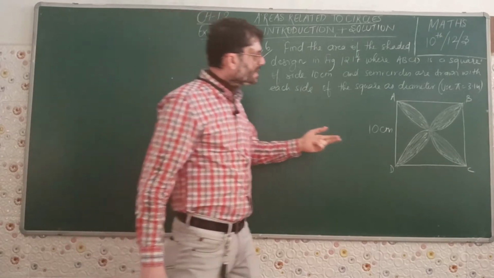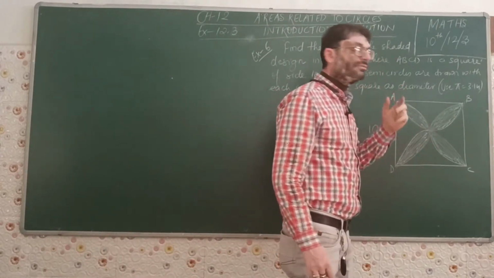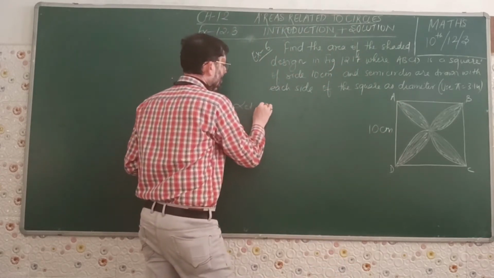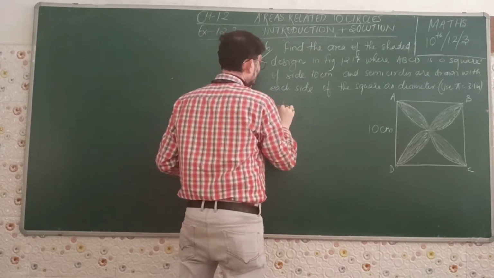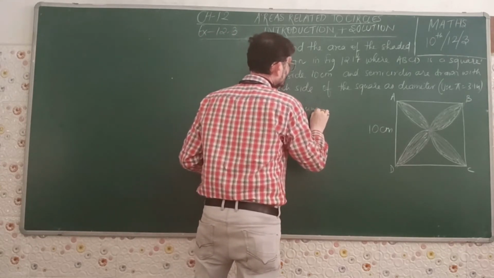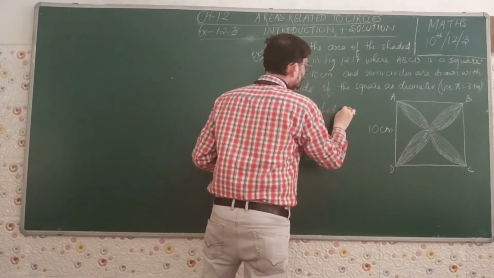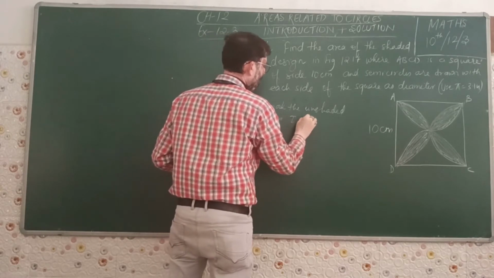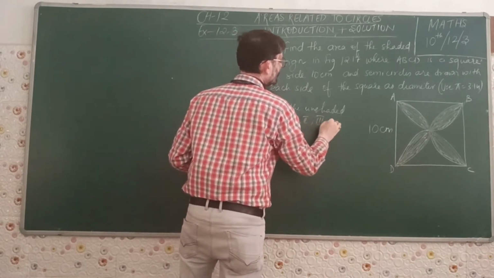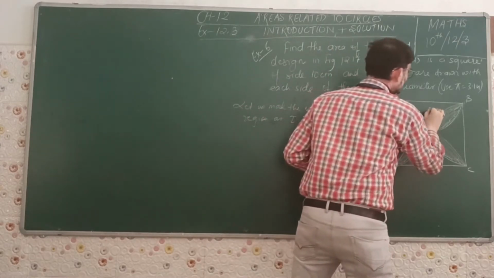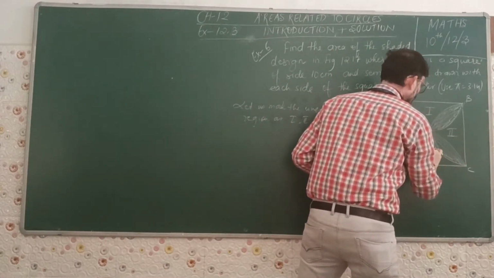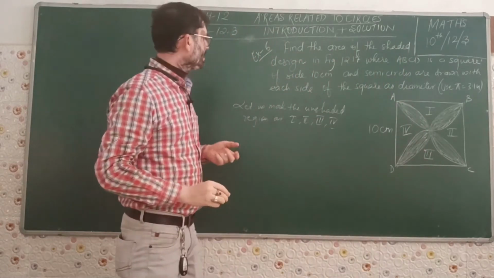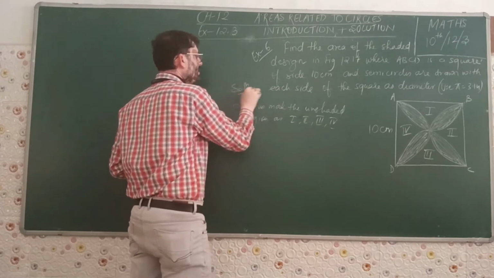So here the unshaded region is 1, 2, 3, 4. There are 4 unshaded regions. Let us mark those unshaded regions as 1, 2, 3, and 4. Say this is 1, this is 2, this is 3, and this is 4. These are the 4 unshaded regions that we have marked in the figure.